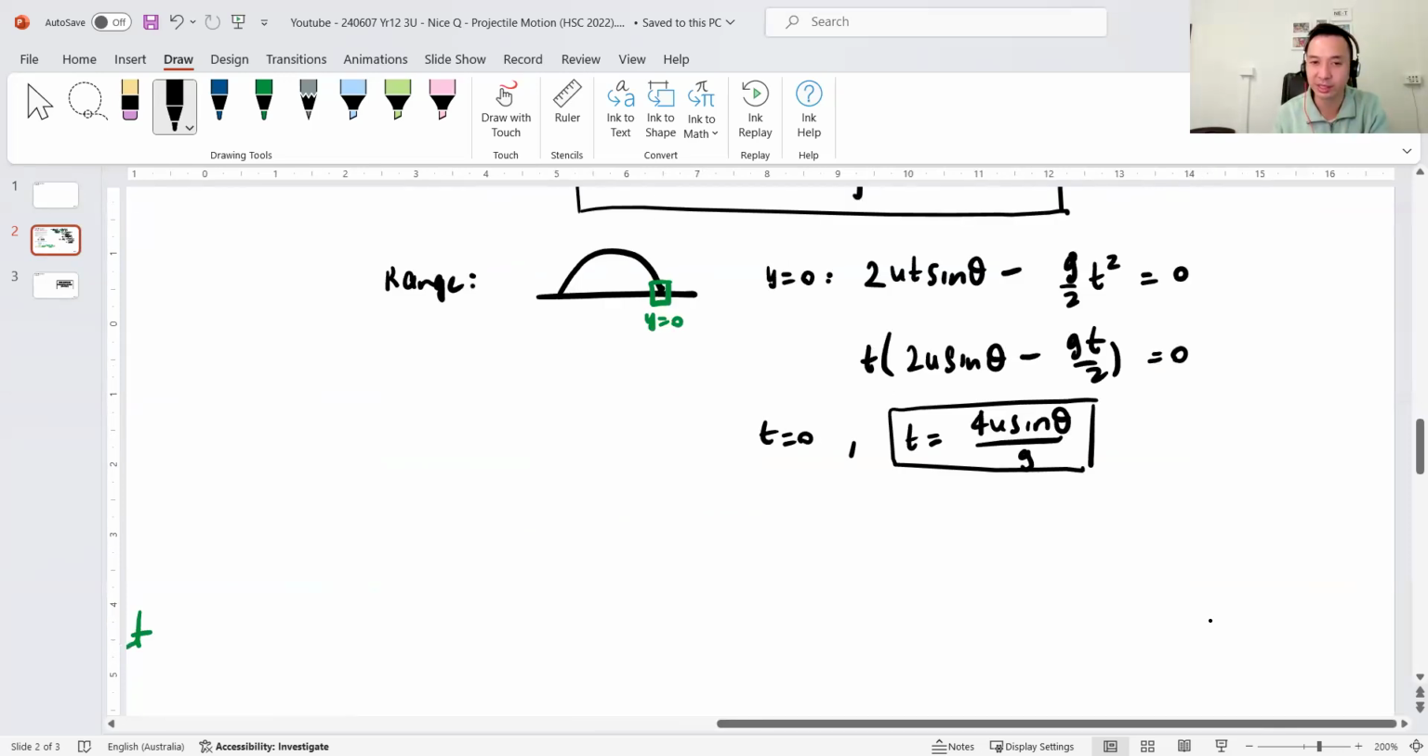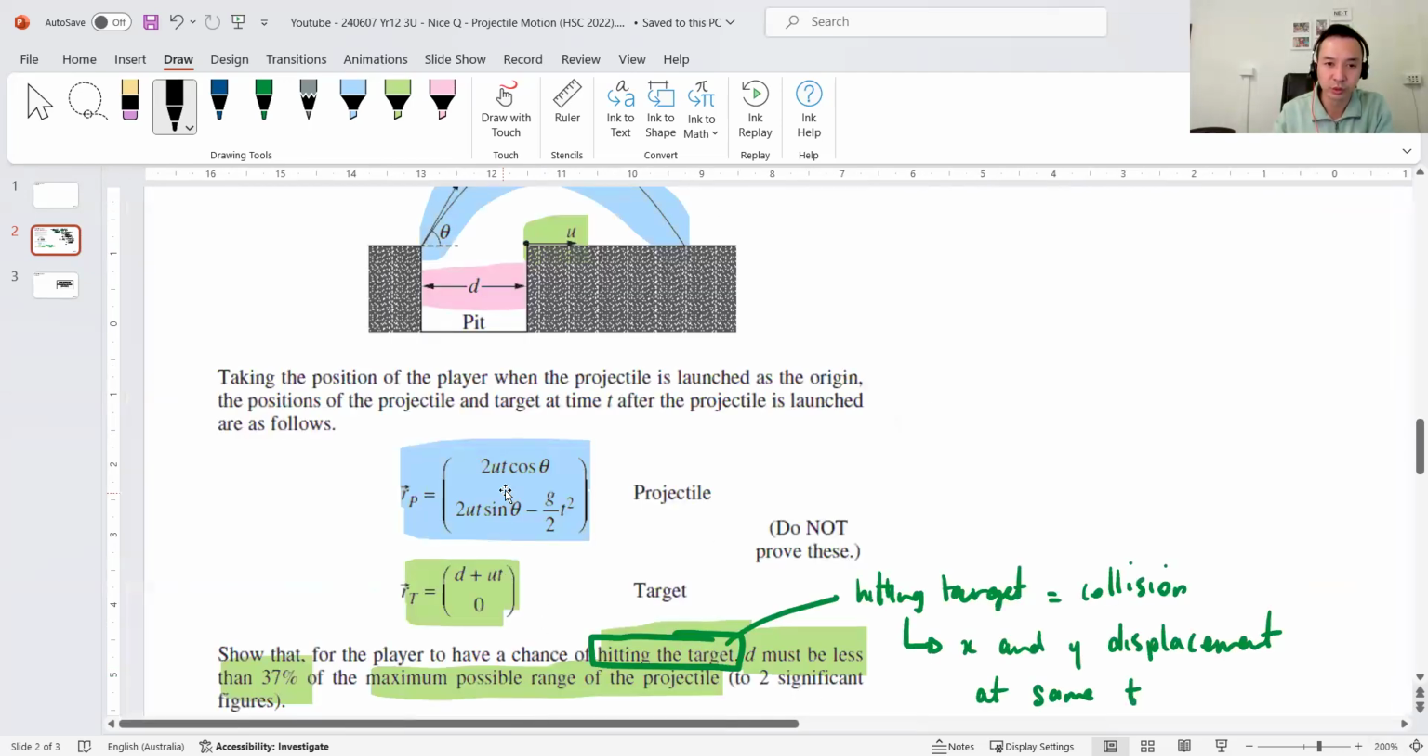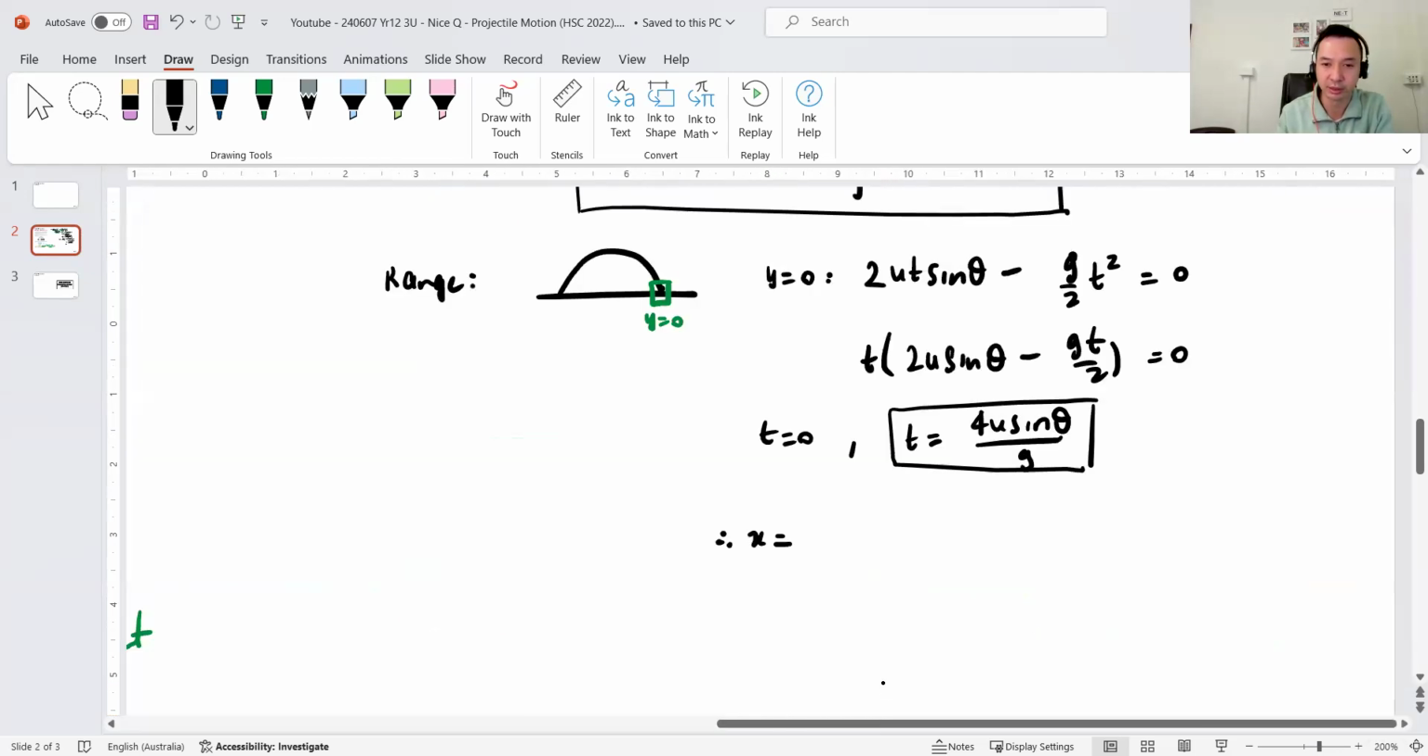That's total time of flight. So I want to sub that into the x value, where x equals, what was the x? 2ut cos, so I'll just go 2u cos theta. Now sub this t in, and g. Now what's that give me? This is my range, right?